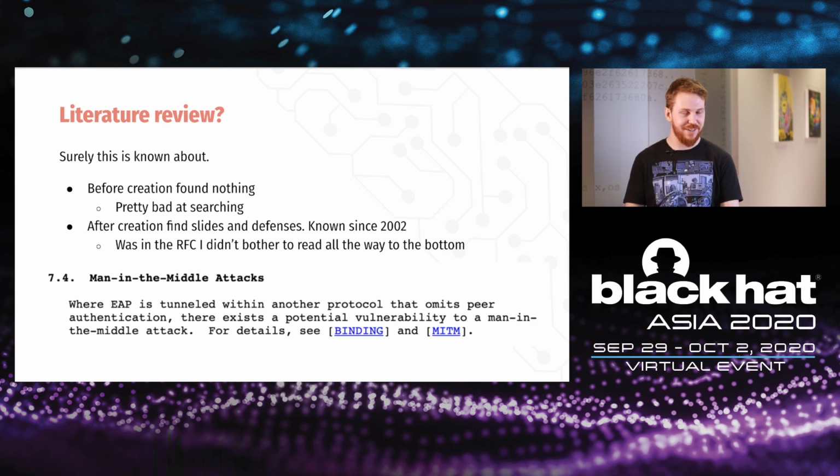After I'd finished everything, made it, it all works perfectly, I go look at the bottom of the RFC. It's pretty much written in plain English. You can see in 7.4, the section about man-in-the-middle attacks, it explicitly says that where EAP is tunneled within another protocol that omits peer authentication, there's a potential vulnerability to man-in-the-middle. You can see, for details, see binding and MITM. I've already mentioned binding as a defense against this, and MITM, as you'll see now, with attack number 2. But yeah, before I made everything, put in all sorts of work, I thought I was revolutionary. Afterwards, it turns out it was just there in the RFC all along.